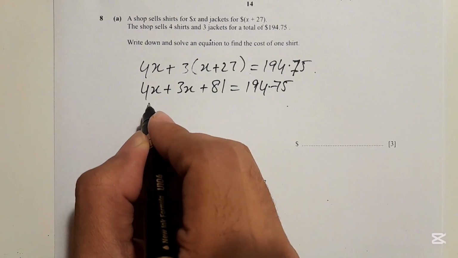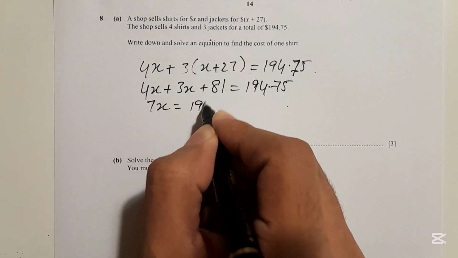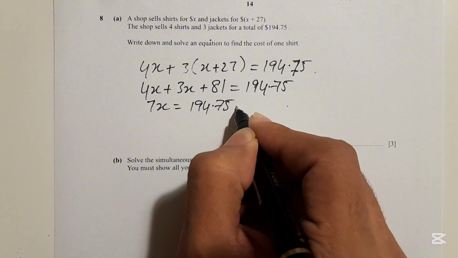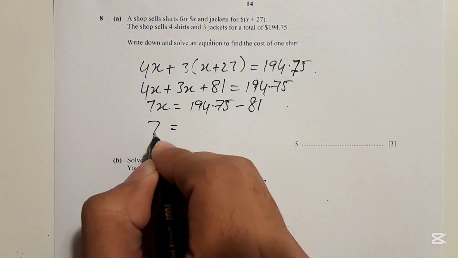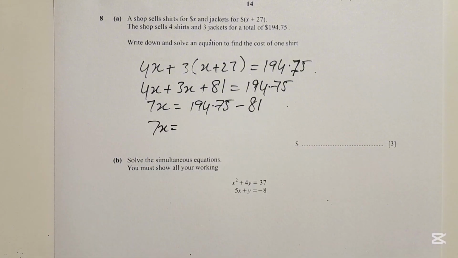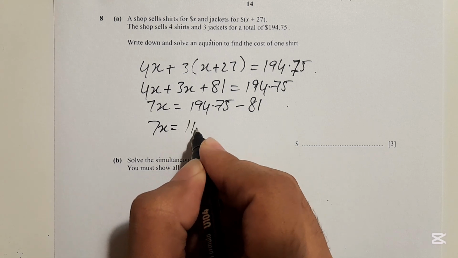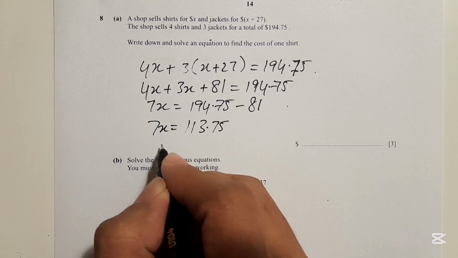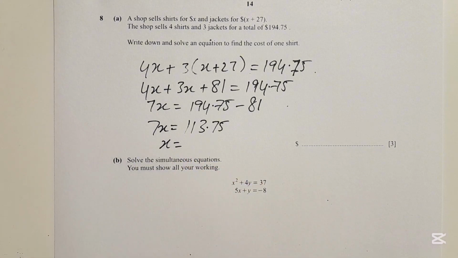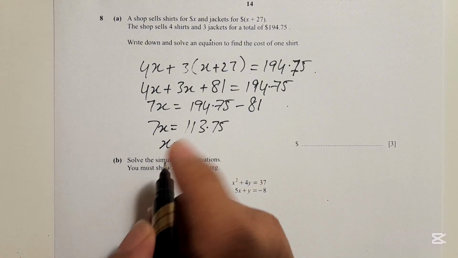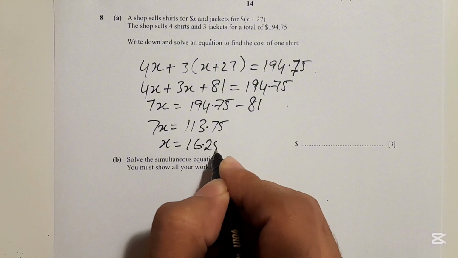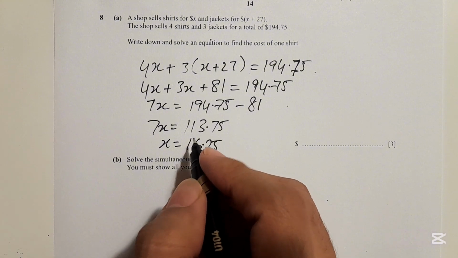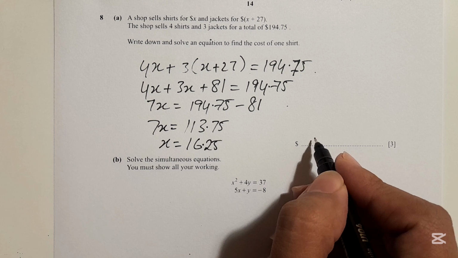Now we will rearrange this. 7x is equal to 194.75 minus 81, which will be 113.75. So x is equal to 113.75 divided by 7, that is 16.25. So the cost of one shirt is $16.25.